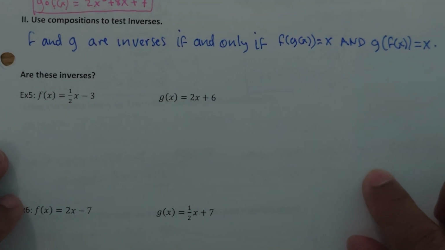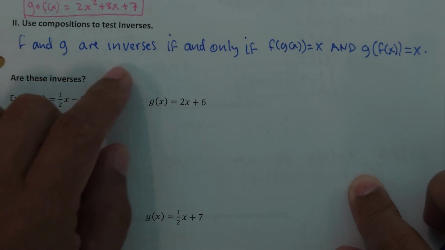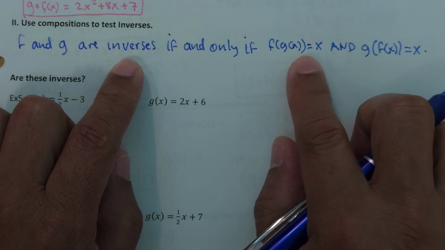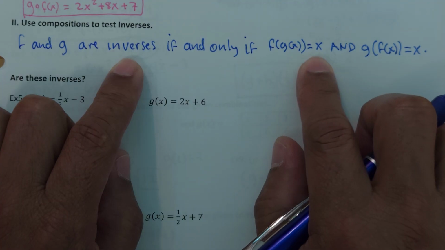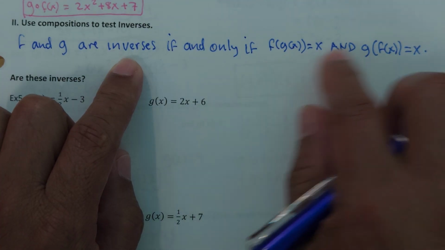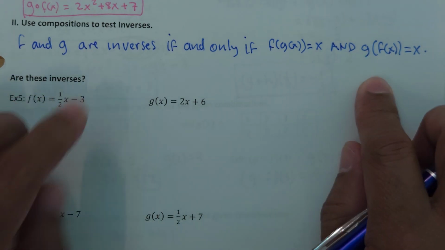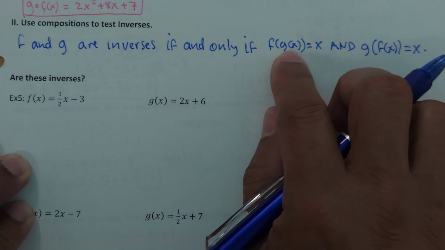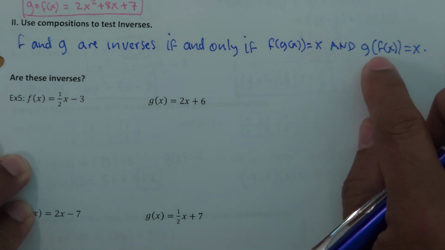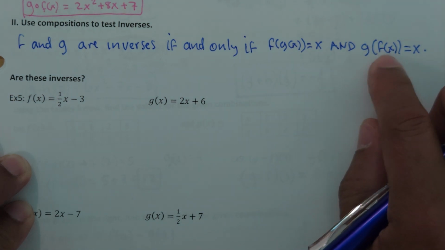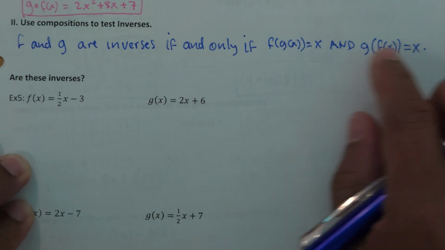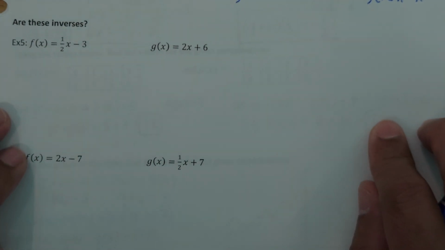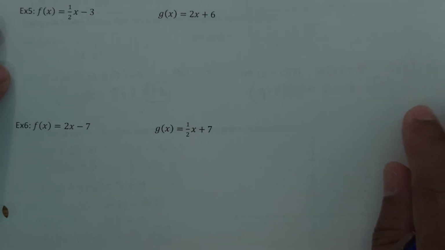There's this theorem that says f and g are inverses if and only if f of g of x is equal to x and g of f of x is equal to x. So this has two columns. It's a two-column proof. You have to prove first that this composition, f of g of x, gives you x, and then the other, where g is outside and f of x is inside, has to give you x. If you have something else that is not just x, then the functions are not inverses.